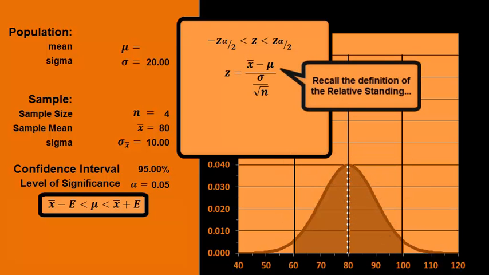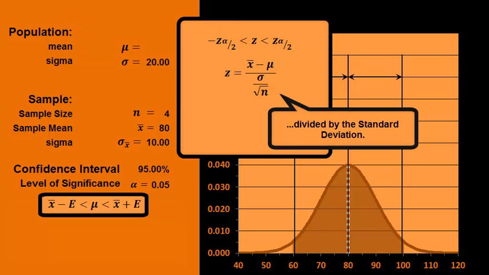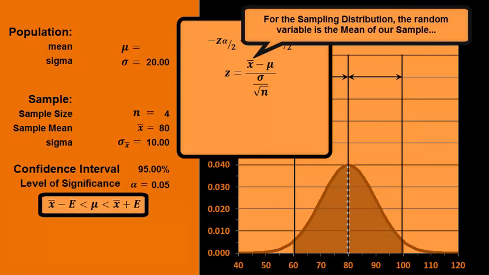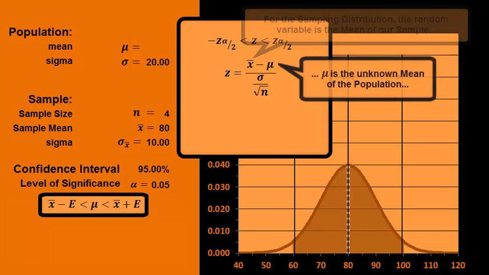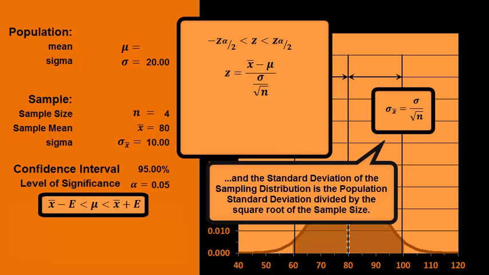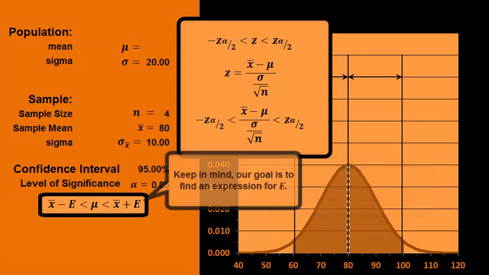Recall the definition of the relative standing as the difference between the random variable and the mean, divided by the standard deviation. For the sampling distribution, the random variable is the mean of our sample. Mu is the unknown mean of the population, and the standard deviation of the sampling distribution is the population standard deviation divided by the square root of the sample size. Replacing z in our original inequality, we get this inequality. Keep in mind, our goal is to find an expression for e.